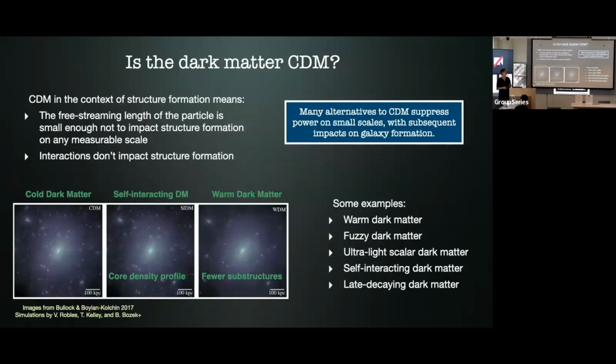But there are many alternatives to CDM that do one of these things. In particular, there are alternatives that suppress power on small scales and also have an impact on galaxy formation. Examples include warm dark matter, which suppresses the number of dark matter halos; fuzzy dark matter, ultralight scalar dark matter; self-interacting dark matter, which actually changes the density profiles; and late decaying dark matter, which also results in fewer substructures. These are just examples of what different kinds of alternatives to CDM can do. They can look identical on large scales, but different on small scales.